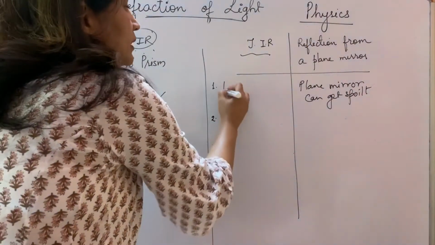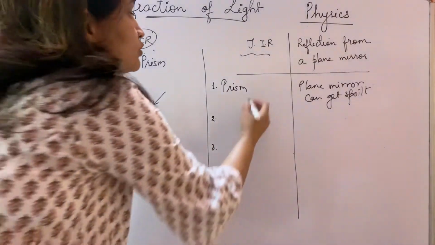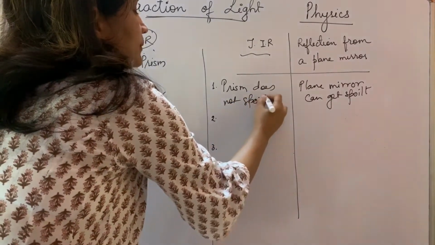Whereas a prism does not get spoiled because TIR mostly will occur in prism. So prism does not get spoiled. So that is one reason which can be given.